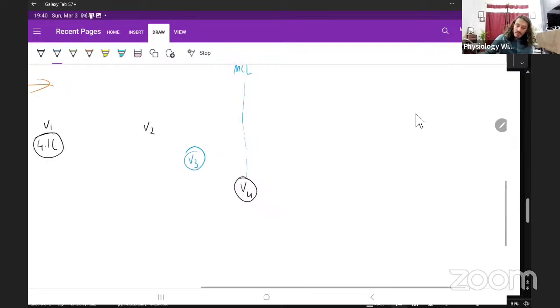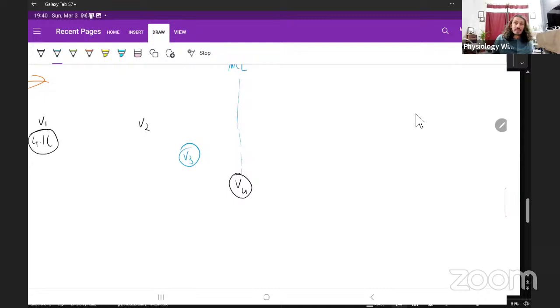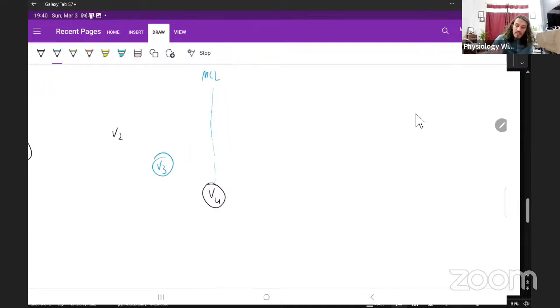After that, we have to put V5 and V6. In the fifth intercostal space only, if we put it in the anterior axillary line, that is going to be your V5. And if you put it in the mid axillary line, that is going to be your V6.